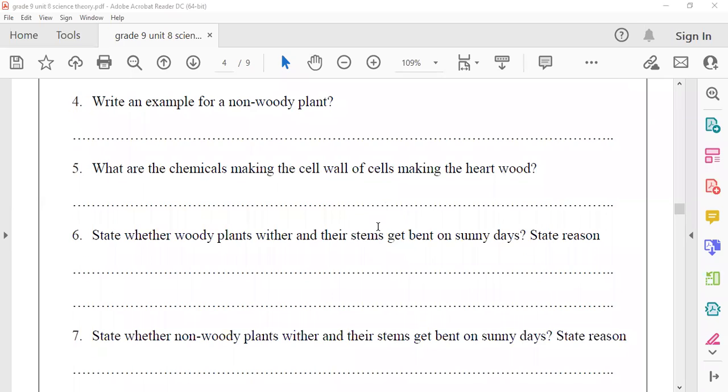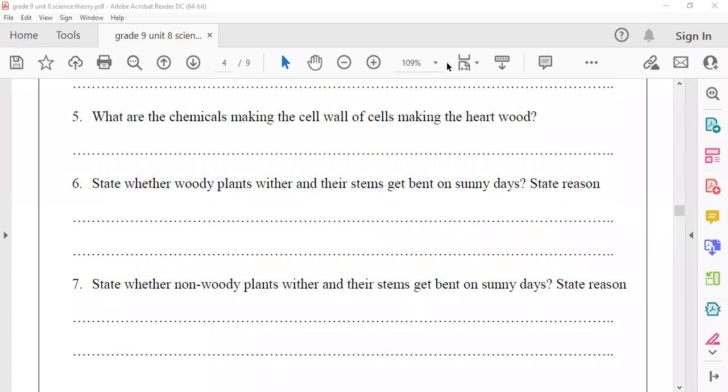What are the chemicals making the cell wall of cells making hardwood? There are two chemicals mentioned to you. One is cellulose. The other one is lignin. Lignin.